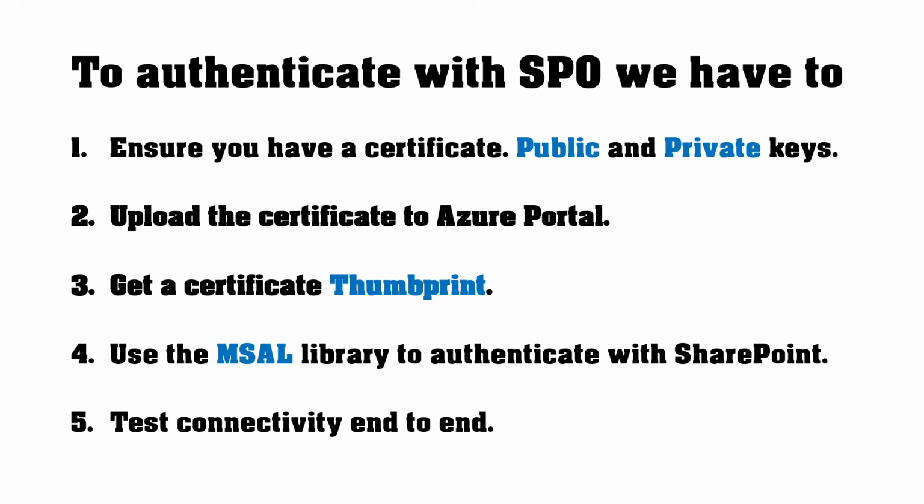To sum up what we did: we ensured we have a certificate. I generated the certificate using an OpenSSL command, the public and private keys. The cert.pem is the public one, the one that we share with the world. The key is the private key that we keep secret. Then I uploaded the certificate to the Azure portal and got the thumbprint of that certificate. Then we used the MSAL library to authenticate with SharePoint, and we were able to connect and test connectivity end to end. We obtained the groups of the SharePoint, and there's a lot of other stuff that you can do with SharePoint if you want at that point.